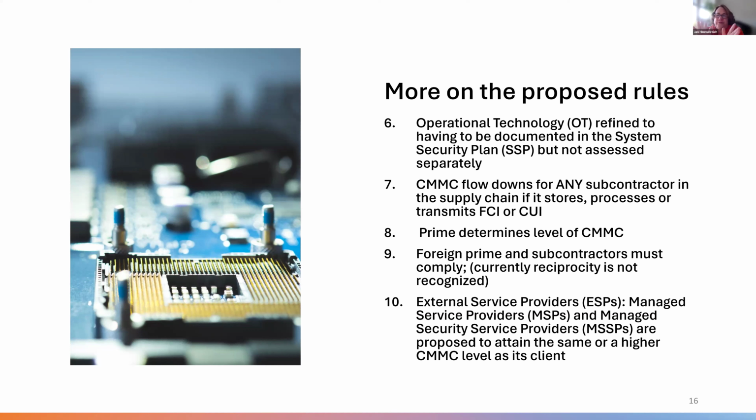The CMMC flow down is just all this kind of stuff we've already talked about, but don't forget, this is not just CUI. There's FCI, and if you want to make sure you're in compliance, you've got to be looking at both pieces. Like I said a little bit earlier, it's the prime under the new rules that is going to determine the level of CMMC. And in my experience with the primes, they need to get a whole lot better about that.